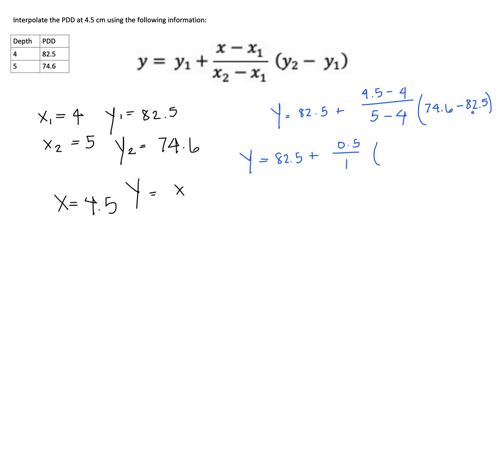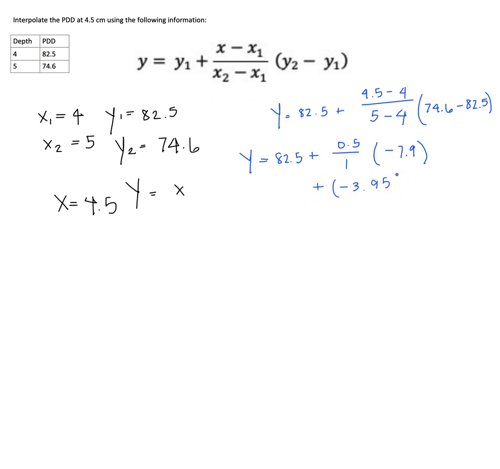Next, I'm going to consolidate in the parentheses. So I'll get my calculator out. And I'll do 74.6 minus 82.5. And that's a negative number. So it's negative 7.9. Next, I could perform this fraction, 0.5 over 1, but anything over 1 is 0.5. So then I'll multiply 0.5 times this negative 7.9. And I get negative 3.95. And then I'll write the rest of the equation.